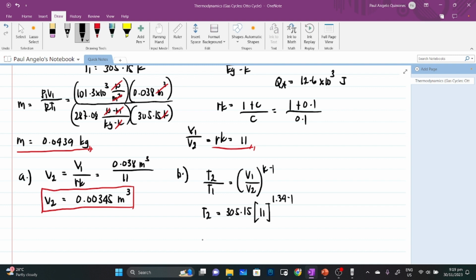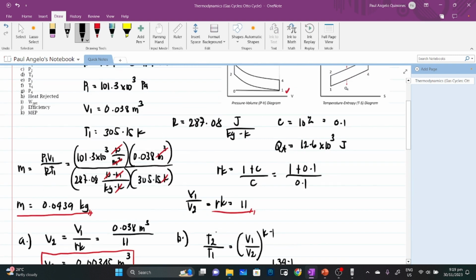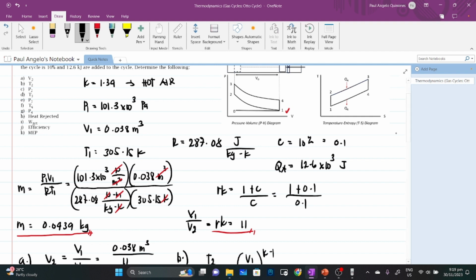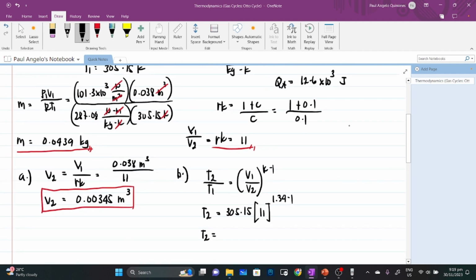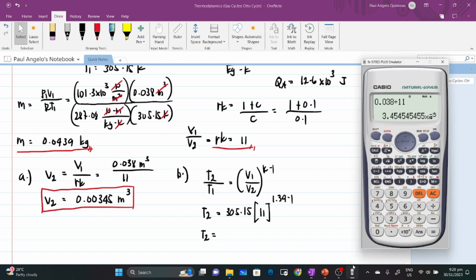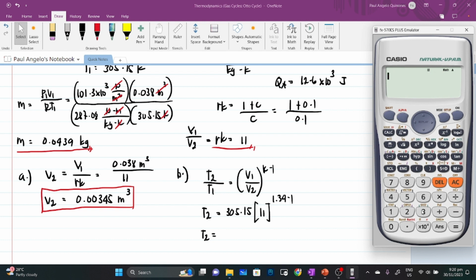Okay, so before solving this one, check again your TS curve. From temperature 1, what do you expect at temperature 2? Therefore, we expect that temperature 2 is relatively higher compared to temperature 1. Otherwise, let's say you compute a value less than 305.15, immediately your answer is incorrect. Okay, so let's try to solve that.